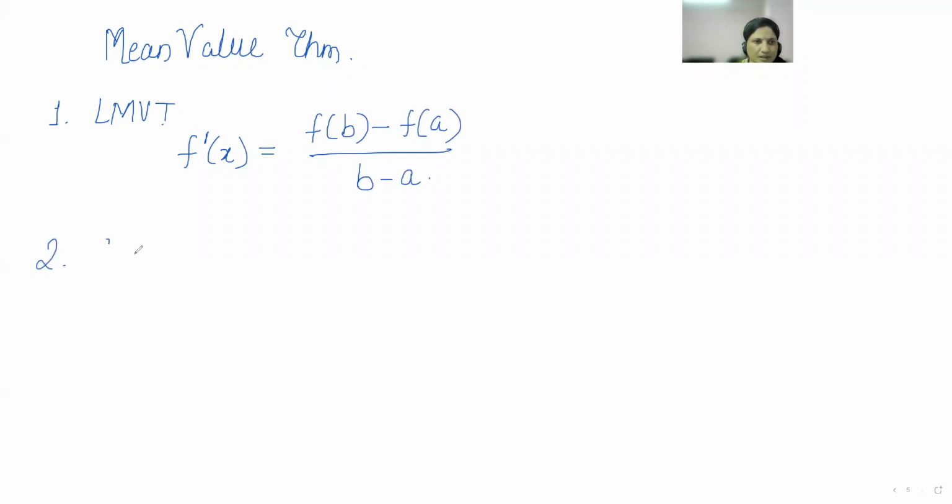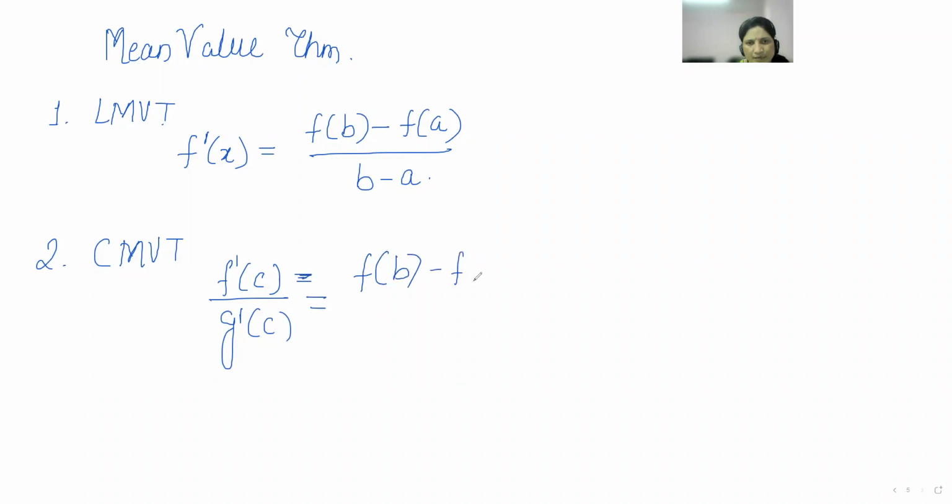Second, Cauchy's mean value theorem. f dash of c divided by g dash of c is equal to f of b minus f of a divided by g of b minus g of a. Yes, correct.